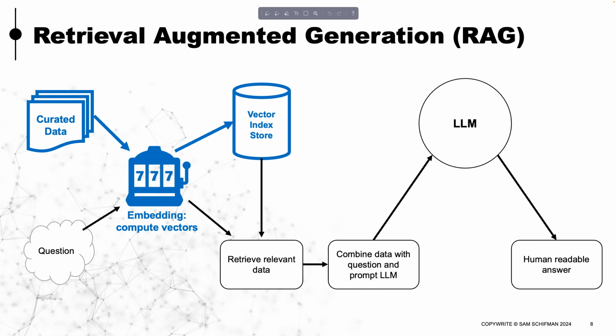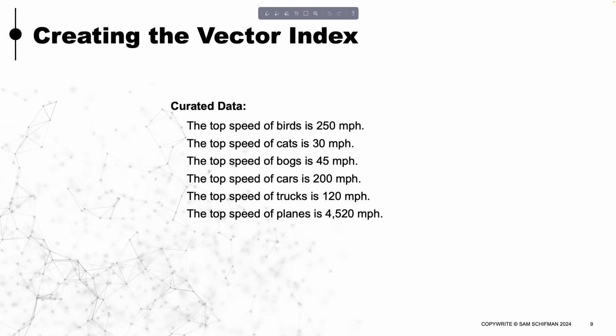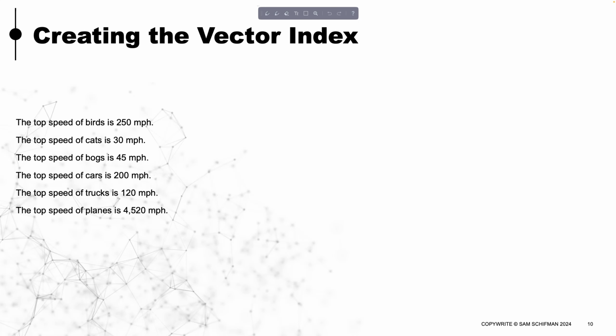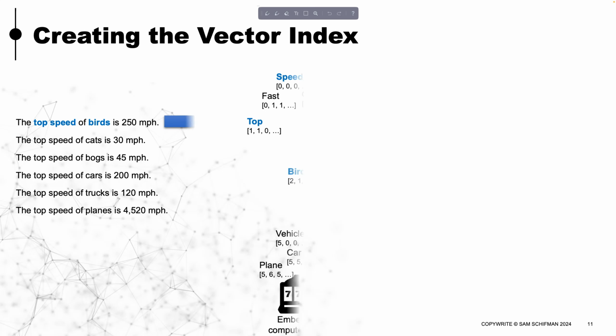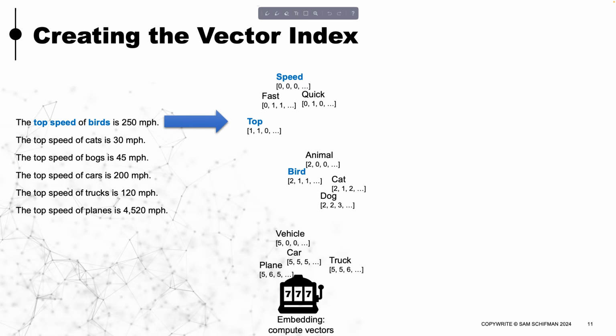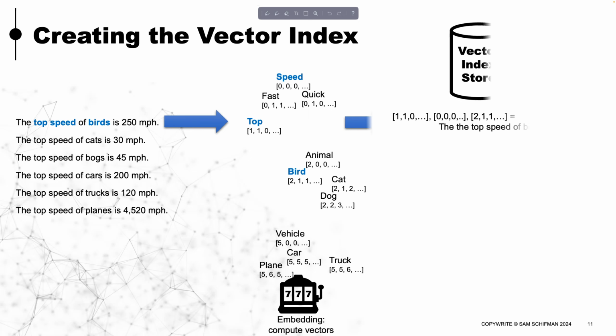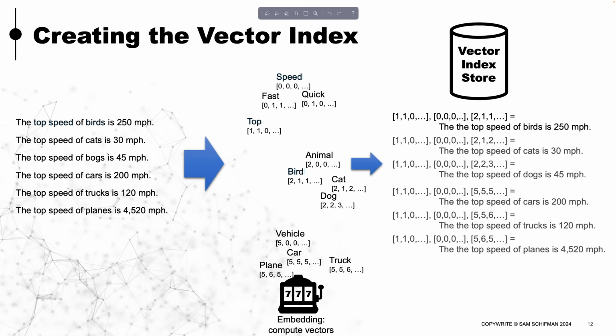Using our embedding model, we can take curated data and put it into what we call a vector index. Curated data just means data that we have reason to believe is true. It could be peer-reviewed articles from medical journals, or doctor's notes from a physical, or even information about how fast things go. Let's see how we can turn this curated data into numbers. Using our embedding model, we assign numbers to the words in the statements. We can now associate all those statements with numbers in our vector index.